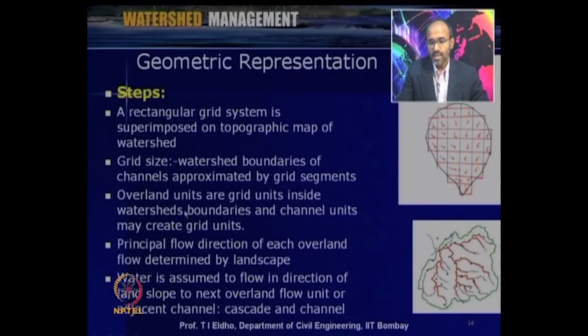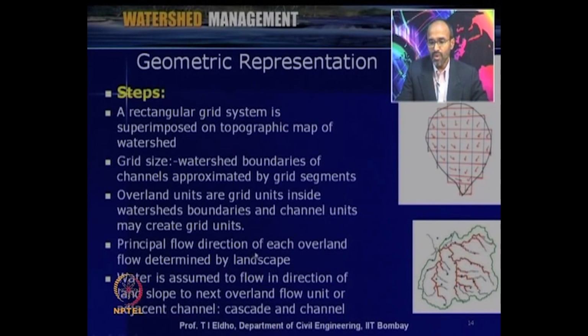Then overland units are grid units inside the watershed boundaries, and channel units are also grid units. You can see that this can be a channel unit which is going to the outlet of the watershed, and these are all the overland units, which will slowly merge into the channel segment. If this is the main channel, various small channels will be there, coming under these grids, and finally joining the main channel.